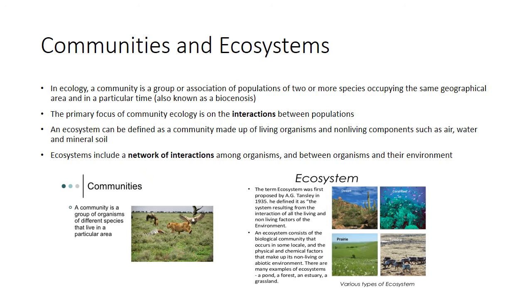Then one layer higher, an ecosystem. An ecosystem can be defined as a community made up of living organisms and non-living components such as air, water, and mineral soil. So you see an example of a community on the left. It's a group of organisms of different species living in a particular area.